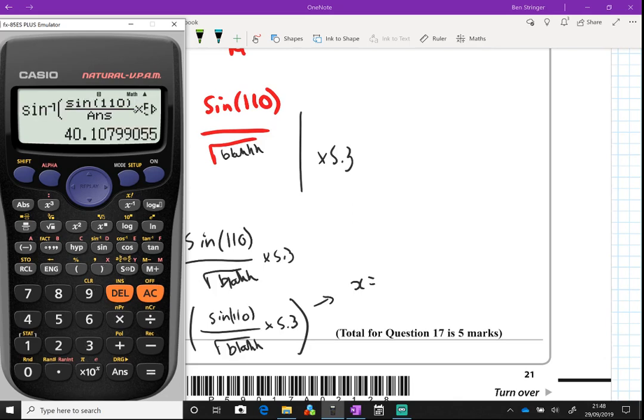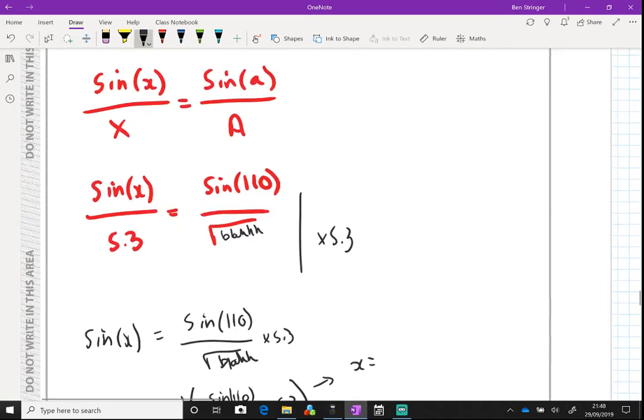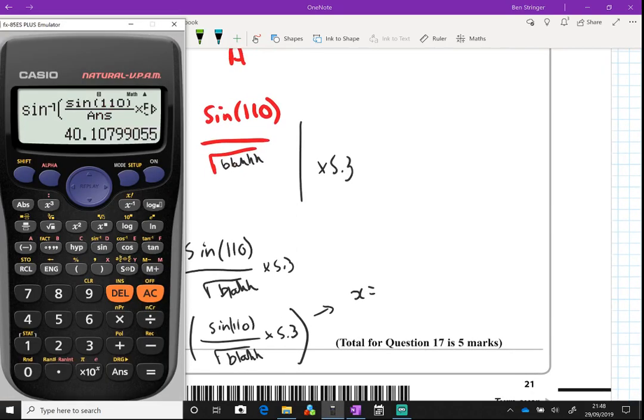We're not going to need all that. Probably got some sort of significant figure. 3 significant figures. So X is equal to, well, that's the first, that's the second, that's the third. 40.1.